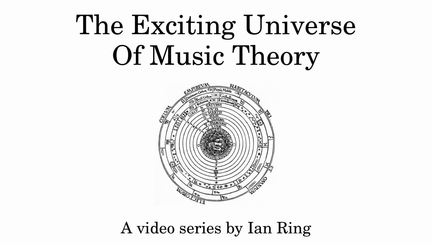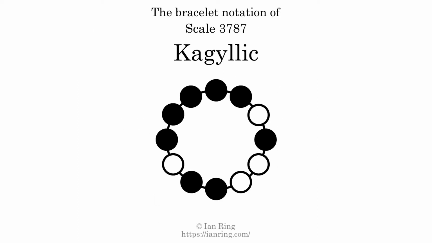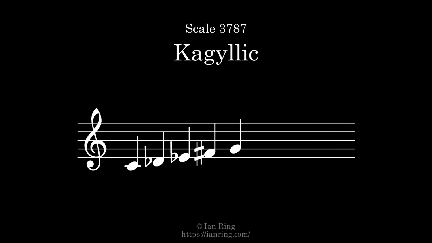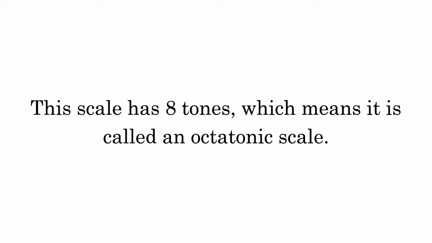Welcome to the exciting universe of music theory. Are you ready to learn? Then let's begin. Today we will talk about scale 3787, Kagyllic, which sounds like this. This scale has 8 tones, which means it is called an octatonic scale.